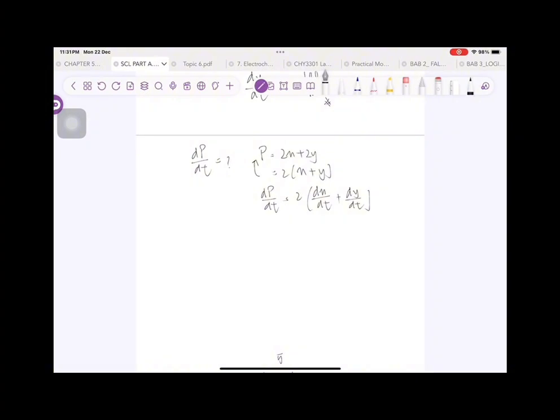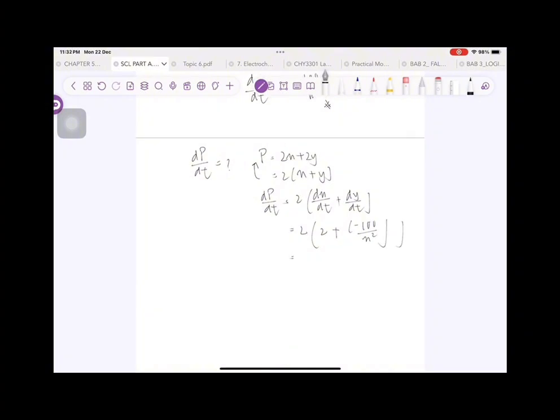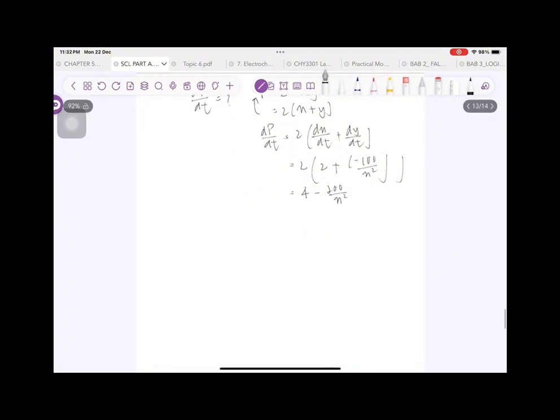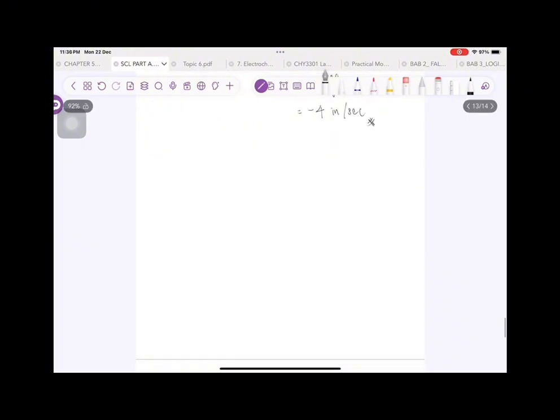So dP over dt equal to 2, where dx over dt is 2, and dy over dt is negative 100 over x squared. And then we simplify it, it becomes 4 minus 200 over x squared. And we can just substitute the x, so it becomes 4 minus 200 over 5 squared, equal to negative 4 inches per second. That's the answer for part A.